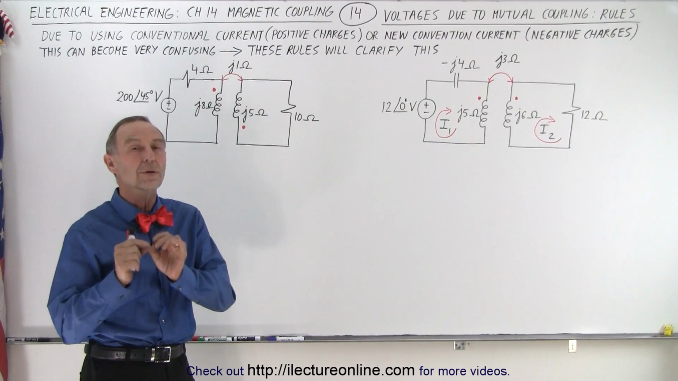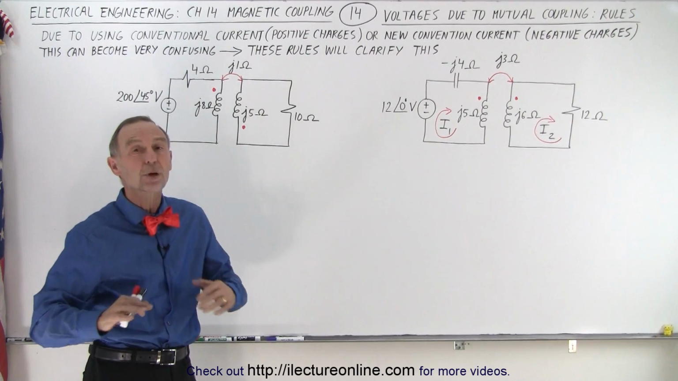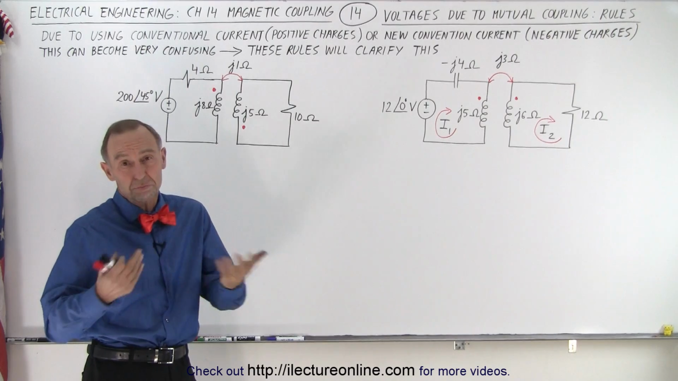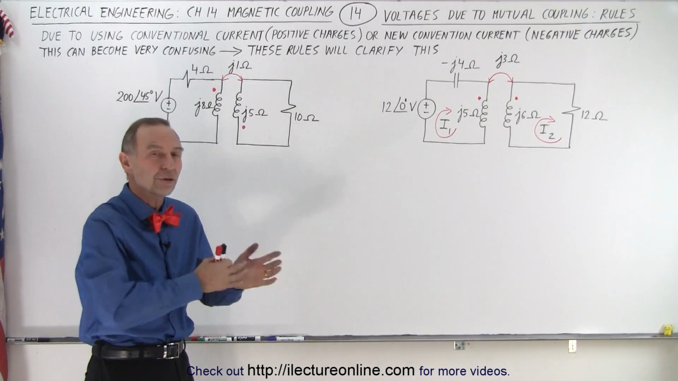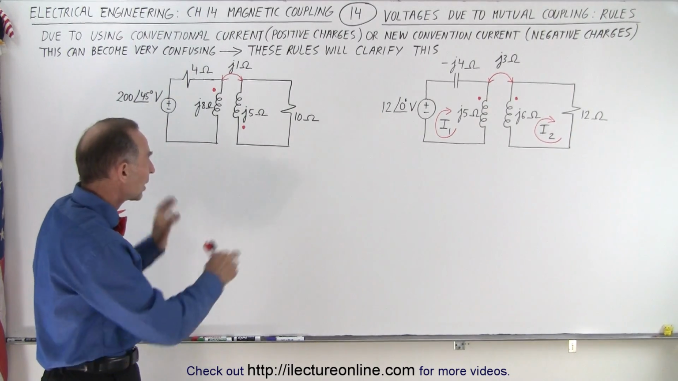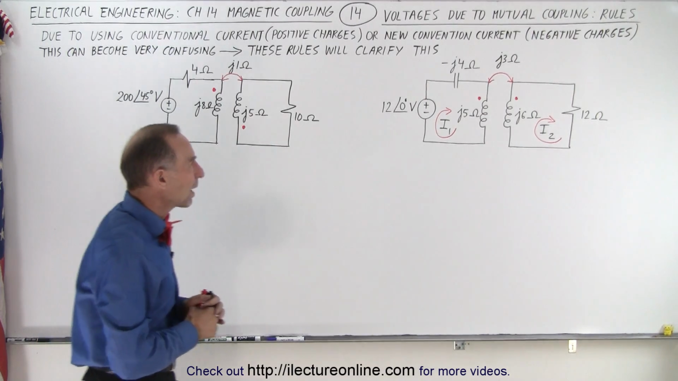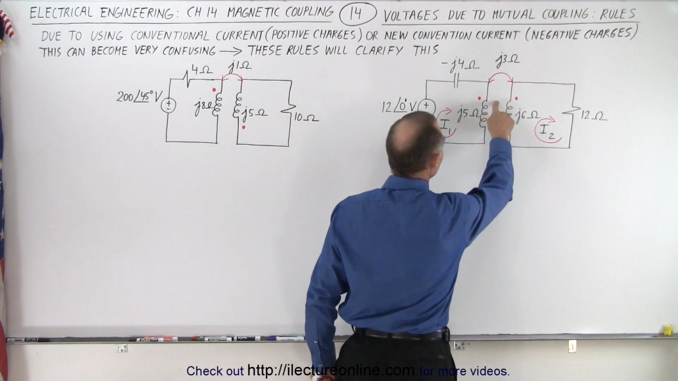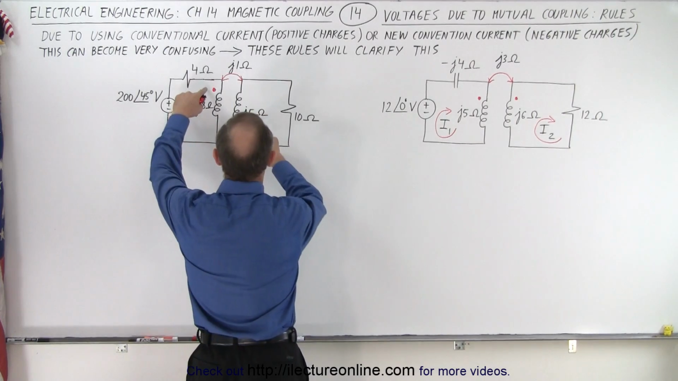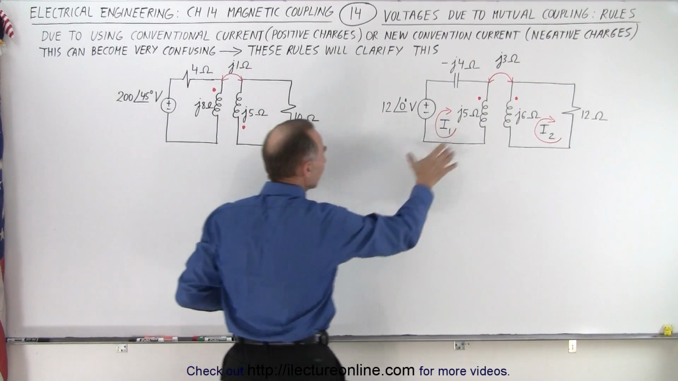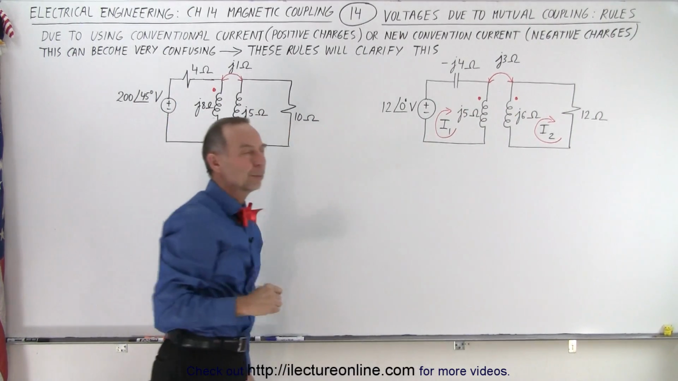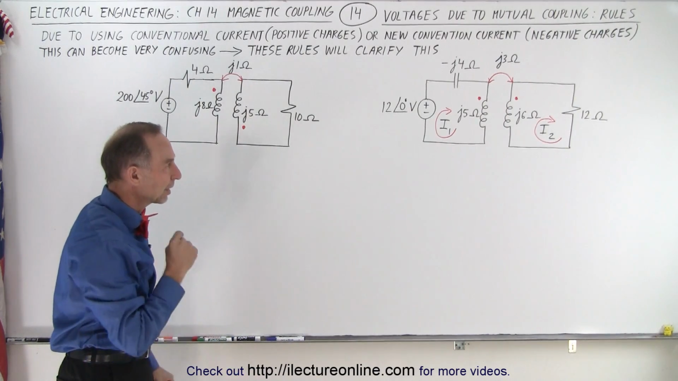So we're going to show you a method that is fail-proof regardless of which convention of current flow you want to use. Here we have two examples where we have some mutual inductance. Notice that here we have the polarity dots on the other side, and here we have them on the same side. What does that mean? Well, we look at it this way.